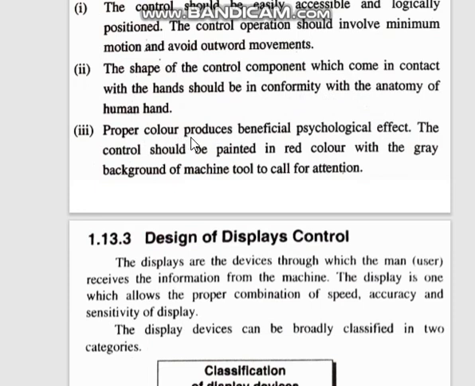Then colors also, proper color produces beneficial psychological effect. See, the controls should be painted in red color with the gray background of machine tool to call for attention. If anything is a danger signal, it should be in red color on a gray background, so that the eye can easily recognize it. Okay, and then like that, some colors, you see, colors produce benefits of psychological effect.